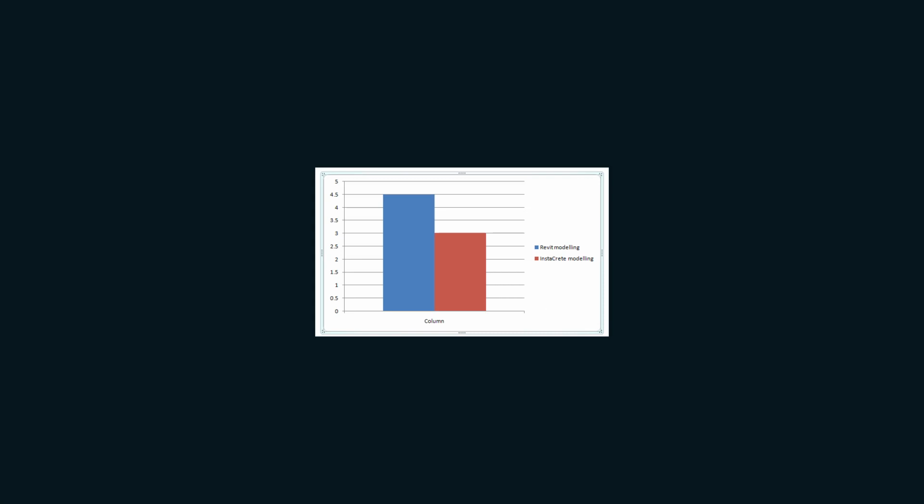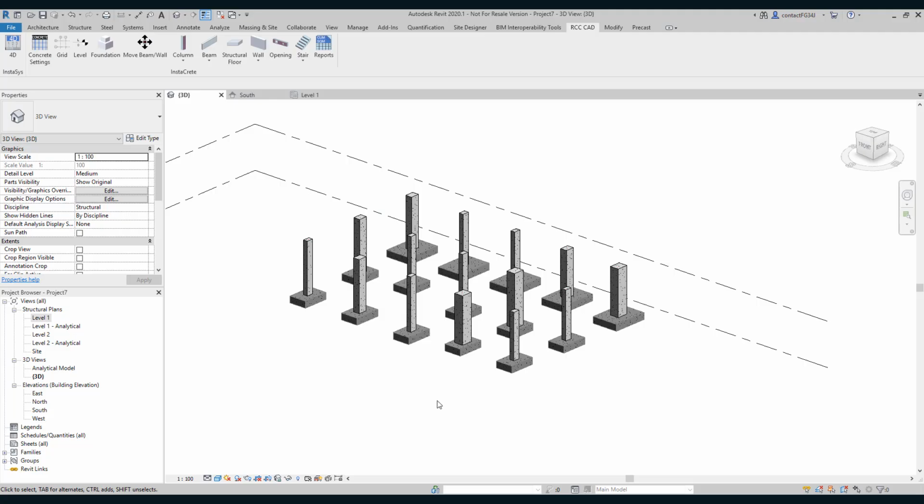Revit took 224 seconds, and the same procedure was completed by InstaCrete in 150 seconds. So saving up 74 seconds. So the modeler has saved 33% of his time. Now you have seen how to erect the model using InstaCrete.